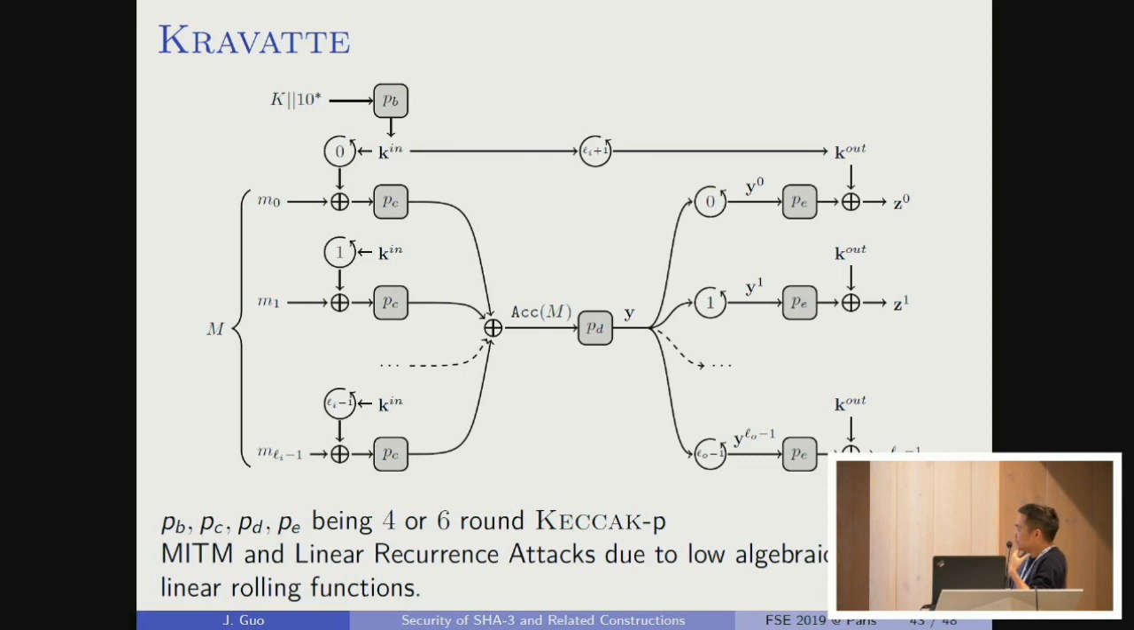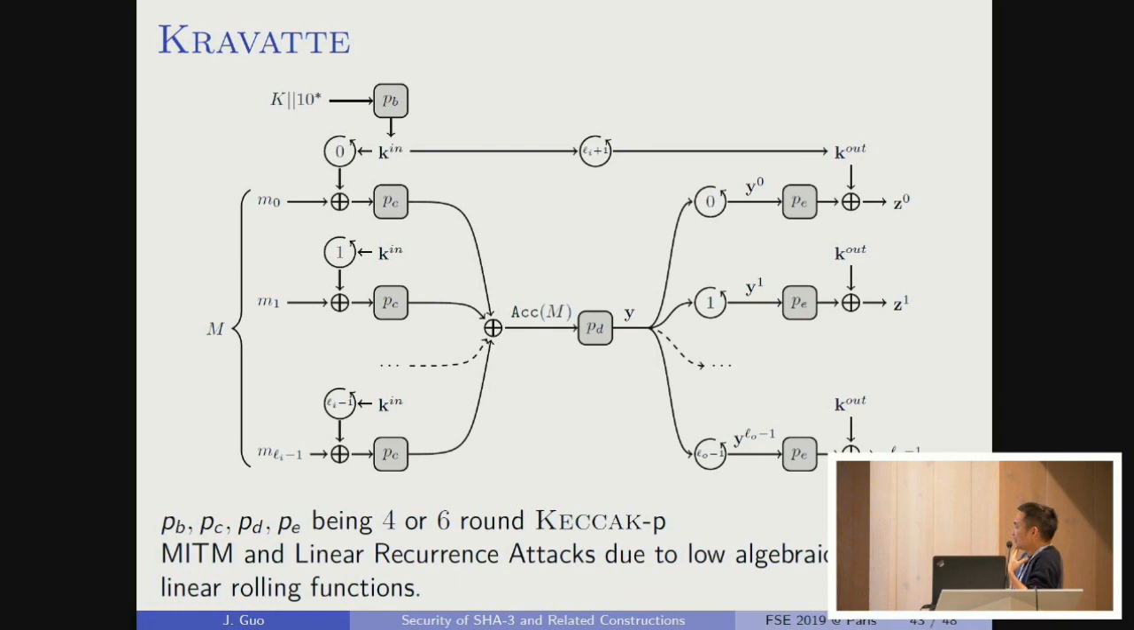The first layer actually accumulates the inputs. Messages are split into blocks and processed by this permutation PC. The output is then added together and passed to the permutation PD. This output is rotated by this rolling function at each layer and goes into another layer of permutation, and the output is then masked by this K-out before outputting the value. So there are generally 2 ways to attack this.